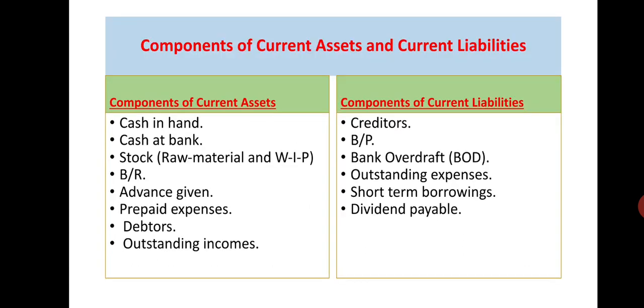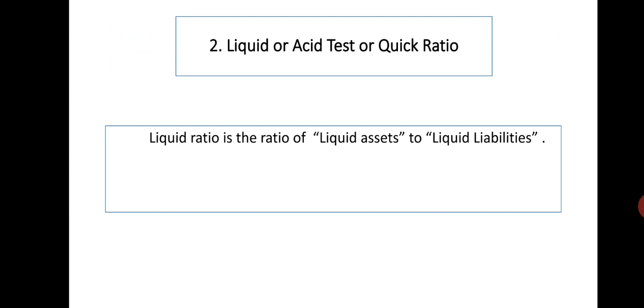Components of current assets and liabilities, as you know, this is a very simple thing as you have studied. Current assets include cash in hand, cash at bank, stock, bills receivable, advance given, prepaid expenses, debtors, outstanding incomes, etc. And current liabilities include creditors, bills payable, bank overdraft, cash credit, loan, short-term loans, outstanding expenses, dividend payable. So these are the components of current assets and current liabilities.